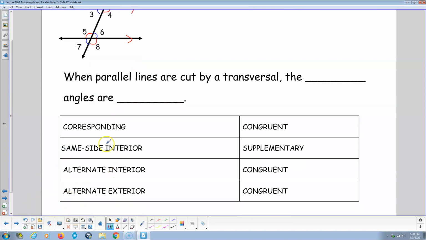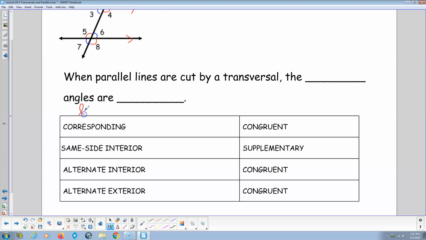And each of those have a theorem. This is the corresponding angle postulate that says these guys are congruent. It's the same side interior angle theorem that says the same side interior angles are supplementary. The alternate interior angle theorem says they're congruent. Alternate exterior angle theorem says the alternate exterior angles are congruent. And the hypothesis here is always the two lines that are cut by the transversal are parallel.